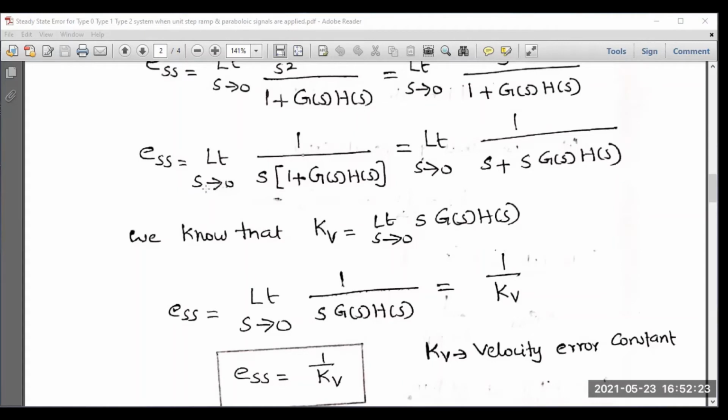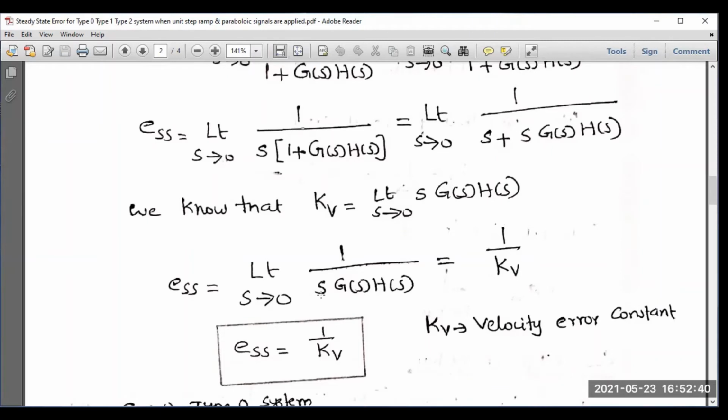Now you can apply the limit. Whenever s tends to 0, s is moving on to 0. That means instead of s, I will be putting 0. Here you can see, instead of s, that becomes 0. What are the terms which are remaining? Only 1 by s into g of s into h of s. What do you mean by limit s tends to 0, s into g of s into h of s? It is nothing but velocity error constant kv. Same thing I have written over there.